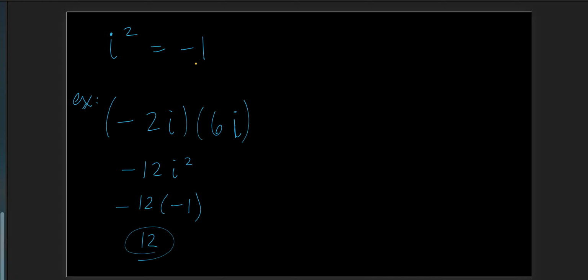Believe it or not, we do have real applications in circuitry, I believe, with imaginary numbers. So here's a definition: i squared equals -1. This is just something we've defined so that we can work with imaginary numbers. Just remember that anytime you see an i squared, it equals -1.